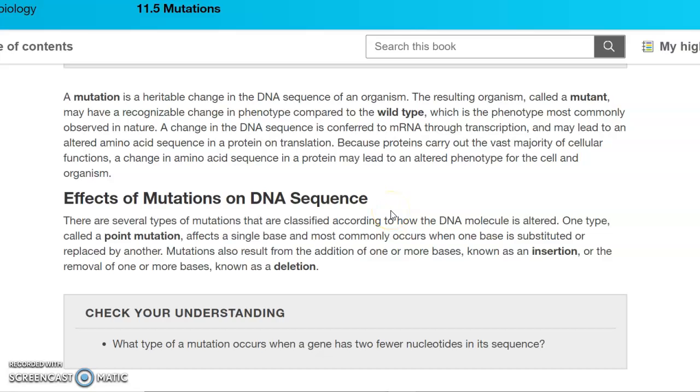As the cell goes through the processes of DNA replication and protein synthesis, sometimes mistakes happen, and those mistakes are called mutations. This is when we get a change in the DNA sequence of an organism that can be inherited. The resulting organism is called a mutant, and the original one is called the wild type. That's what we commonly observe in nature, but sometimes we get mutations.